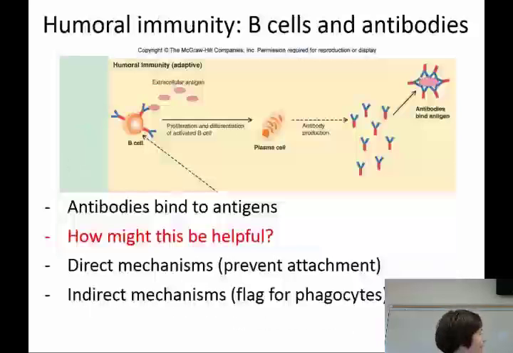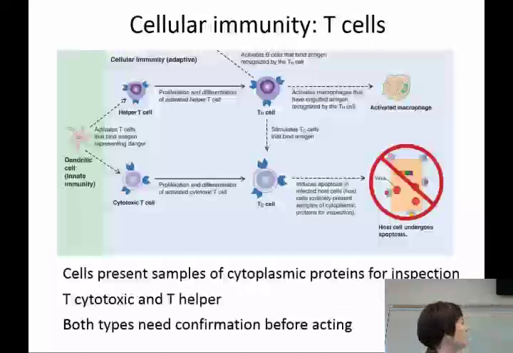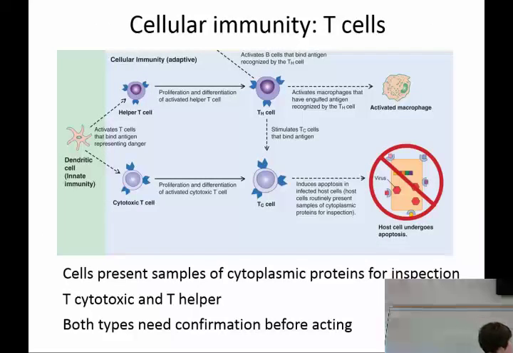So I'm going to come back to this, but this step here actually requires a second opinion. And we're going to talk about that second opinion. It requires a T helper as a second opinion, but we're not going to talk about that yet. I'm going to first talk about T cells. So, cellular immunity and T cells.